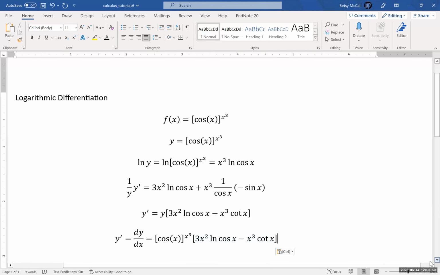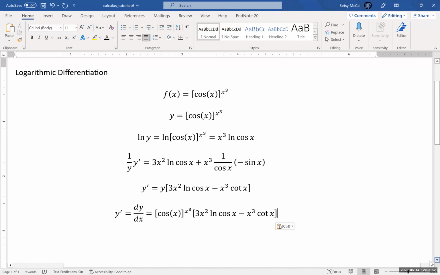And so now this is our derivative of our complex function that we started with, this x to the x function. We end up with the original y and then times the derivative portion that we got from our log simplification and then differentiating that.